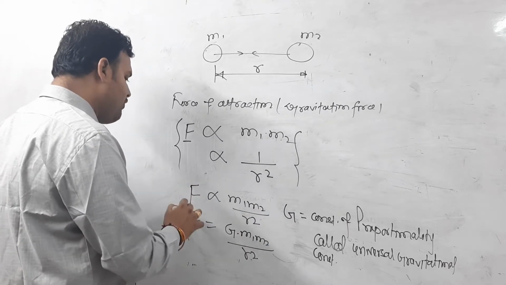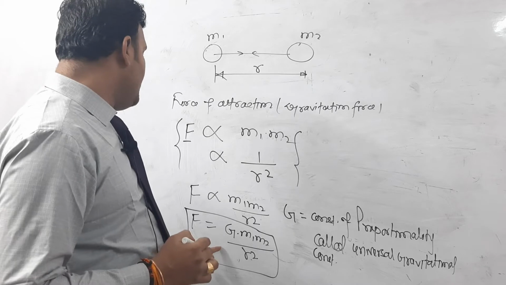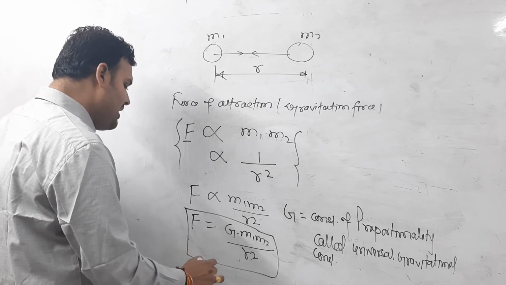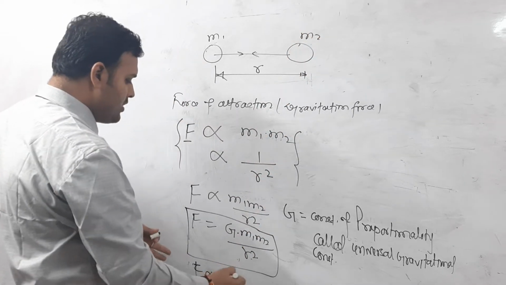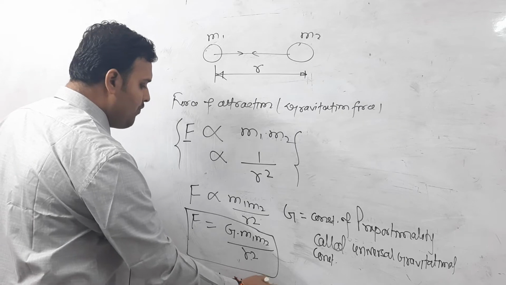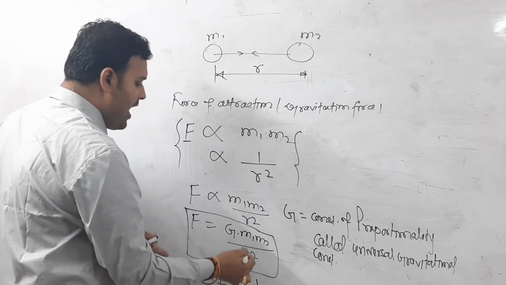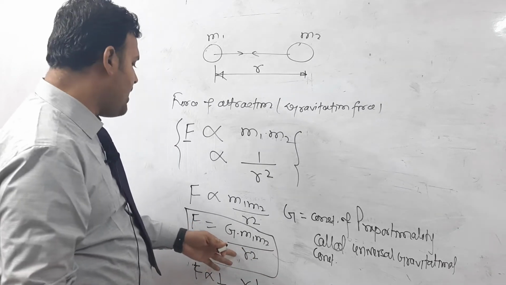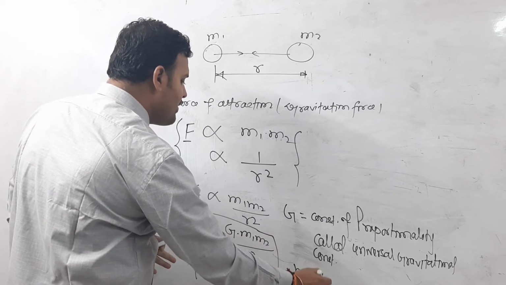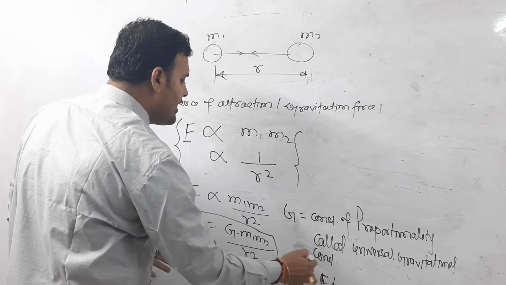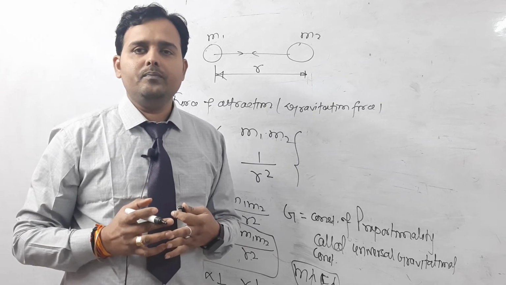And now we have a standard formula for the force of gravitation, which is F equals G m1 m2 by r square. Here you can understand that F is inversely proportional to the distance. The more the distance, the less will be the force. If we increase r, the gravitational force will decrease, right? If we increase the mass, our force of gravitation will also increase. So it is directly proportional. The heavier the mass, the more will be the force of gravitation, right?